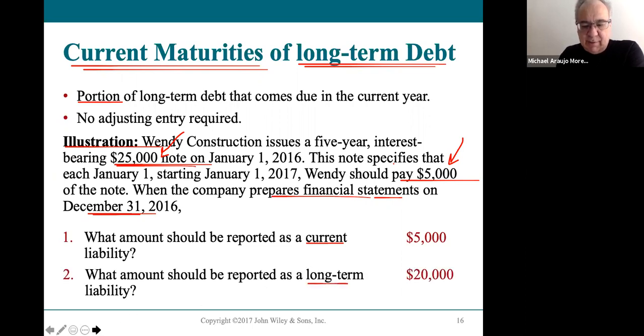5,000. What's the long-term liability? The other 20,000. It's still a $25,000 note, but 5,000 of the note is due this year, so it's part of current liabilities. The remaining $20,000 is still a long-term debt, so it'll show up that way.